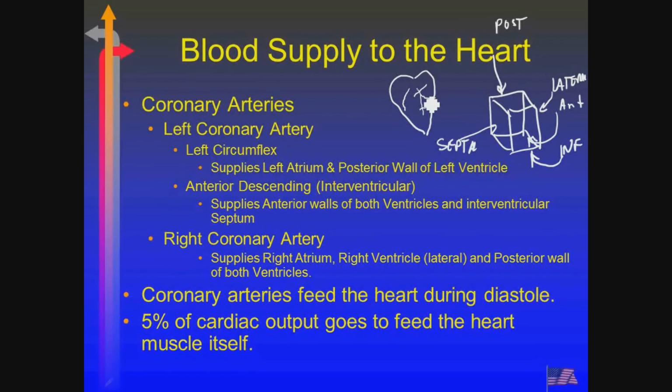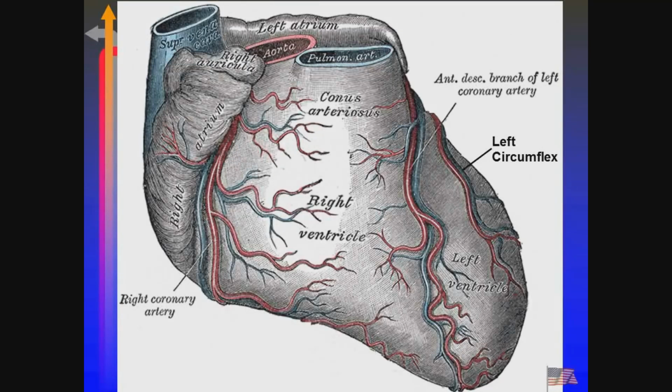Okay. And back up here, roughly 5% of cardiac output goes to the heart muscle itself, which doesn't sound like a lot, but overall it is. We'll find that the amount of oxygen the heart uses is huge compared to the other organs of the body. It's a pig. And it takes up space in the thorax, so the lungs can't be as big. I mean, like, really? We need this stupid thing? Yeah, we do. Here's another drawing. You can see the anterior descending and the circumflex as well as the right coronary artery.